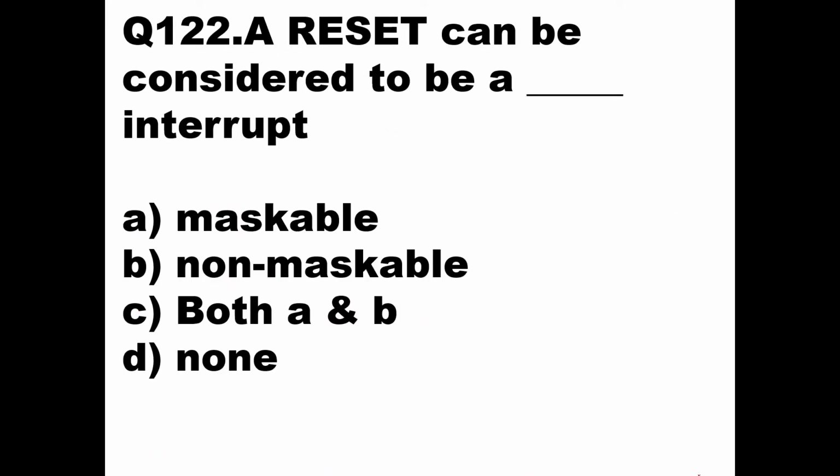Question number 122. A reset can be considered to be an interrupt. Because in 8051, INT0, timer 0 that is TF0, INT1, then TF1, and then RI and TI, these are the interrupts. But reset can also be considered as one of the interrupts. And if it is considered as an interrupt, then it cannot be maskable. It is a non-maskable interrupt because no one has higher priority than that, because reset will start the system again from the beginning.